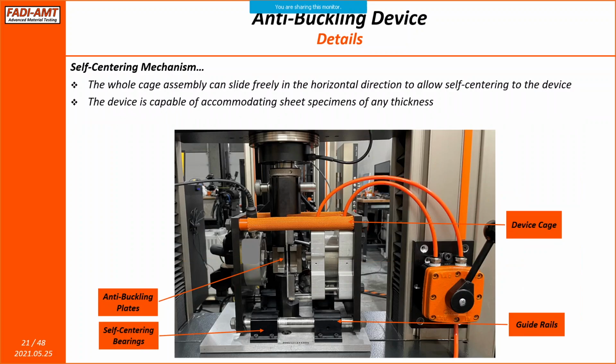Next thing is the self-centering mechanism. So the whole cage can move freely in the horizontal direction. This enables self-centering, and this also makes the device capable of accommodating sheet specimens of technically any thickness.